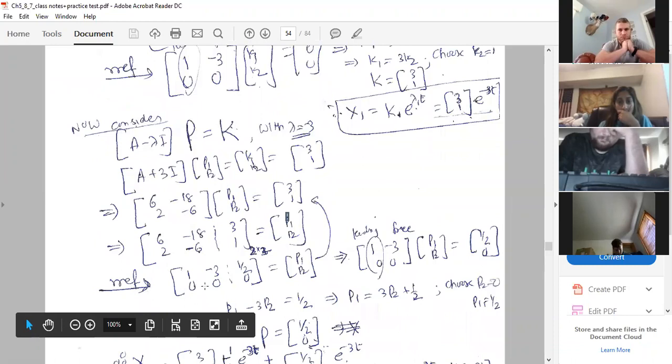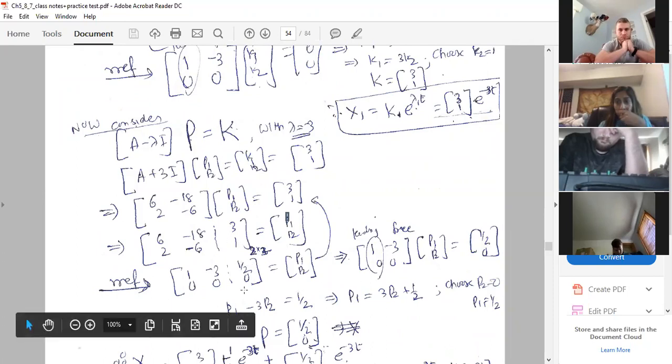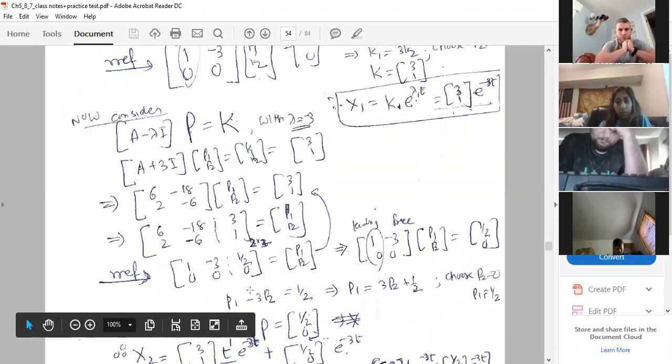If you give RREF over here, you're going to get 1, 0, -3, 0, and 1 by 2, 0. So 1, 0, that is the leading element. -3, 0 is the non-leading free element. And 1 by 2 is just the constant right hand side. Let me send this to the other side. So I'm going to get P1 equal to -3 P2 plus half. P2 is free, so 3 P2 plus half.